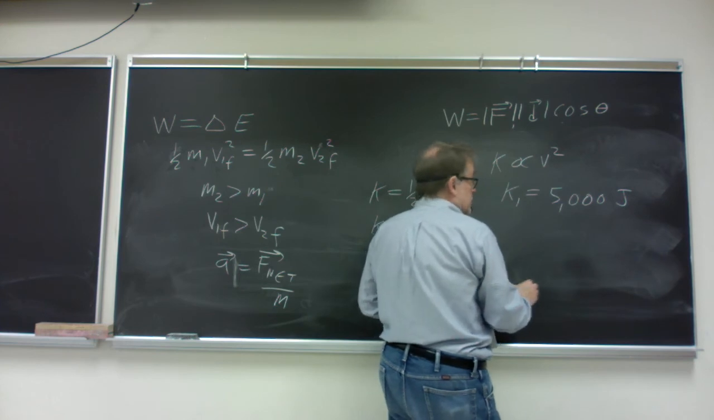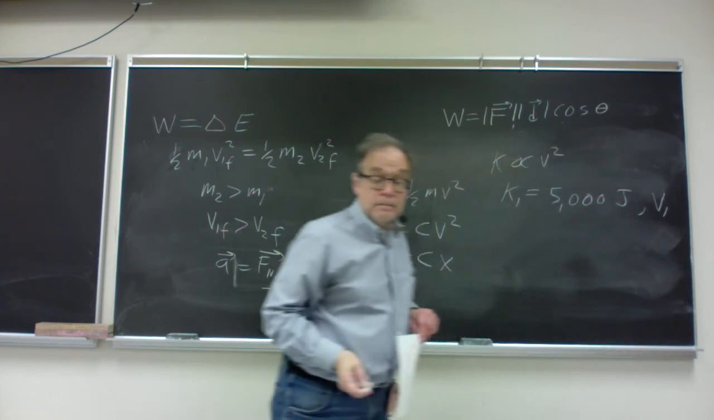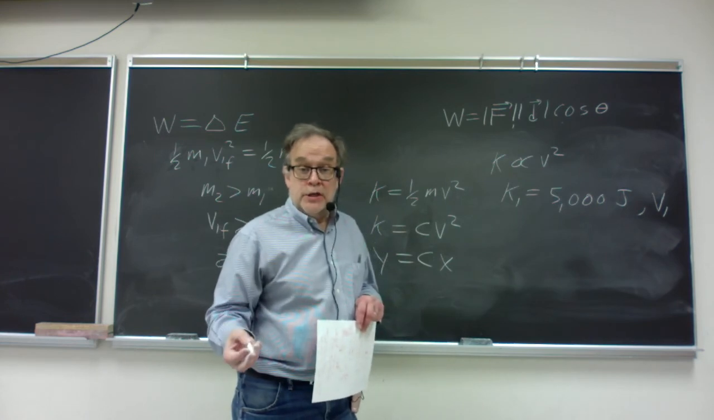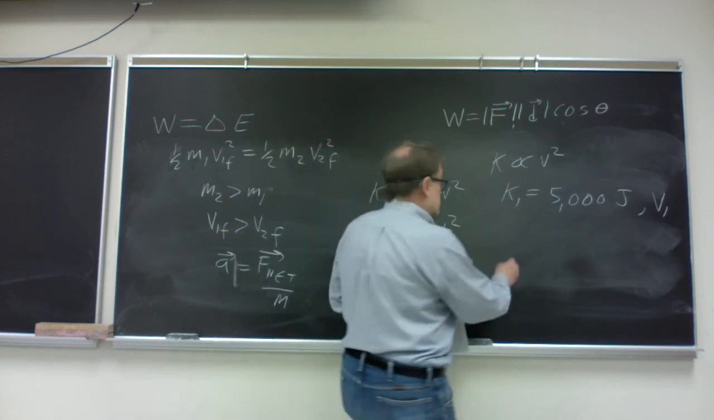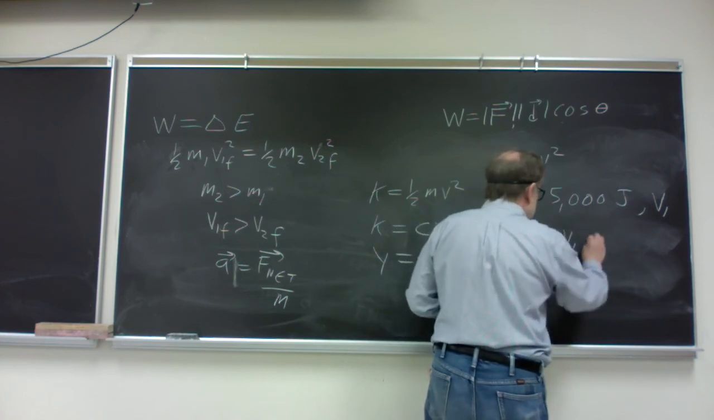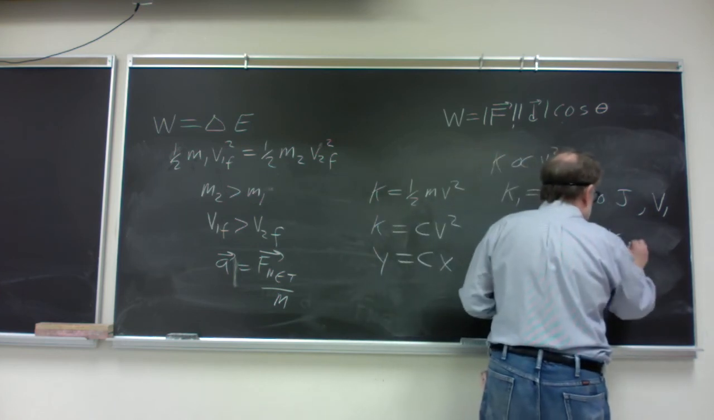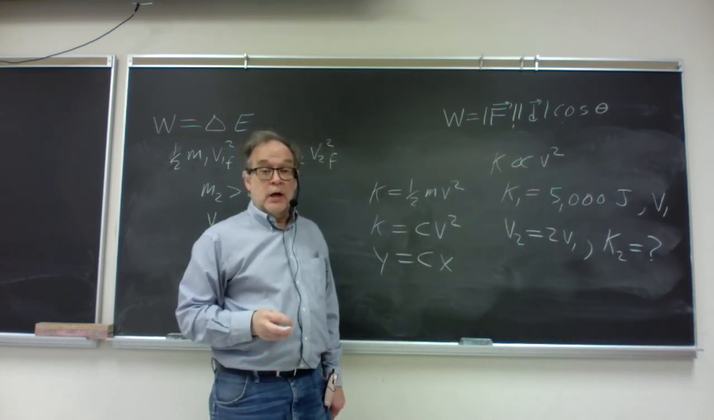And that happens when it's moving at a particular speed that we'll call v1. Now, how much energy does it have if the speed doubles? So now a new speed, v2, is just twice v1, and in that case, what is kinetic energy 2? What is the new kinetic energy?